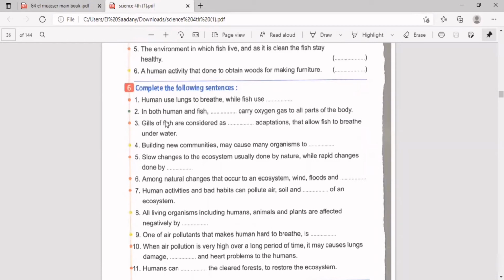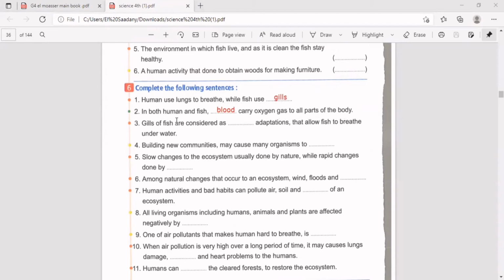Number 1, humans use lungs to breathe, while the fish use, what does the fish use to breathe? The fish use the gills. In both human and fish, what carries oxygen gas to all the parts of the body? In humans, the oxygen gas is carried by the blood cells to all the parts of the body. The same as the fish, the blood cells carry oxygen gas to all the parts of the body. So the answer would be blood.